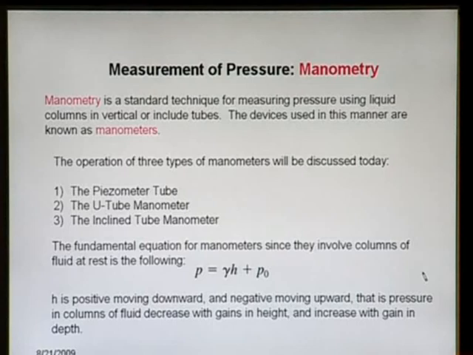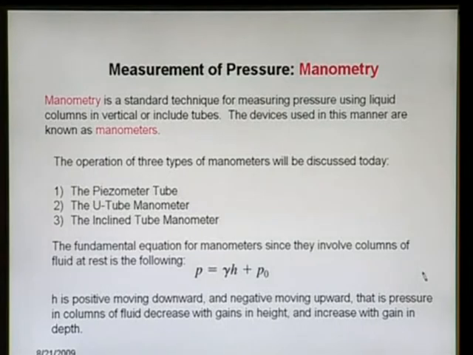And we can continue to discuss another topic for measuring the pressure, that is known as measurement of pressure through manometry. So, manometry is a standard technique for measuring pressure using liquid columns in vertical or inclined tubes. In our labs, you might have seen different types of manometers involved for measuring the pressure. Right. So, we may have different types of manometers, such as the simple tube, simple U tube, and simple inclined tube.